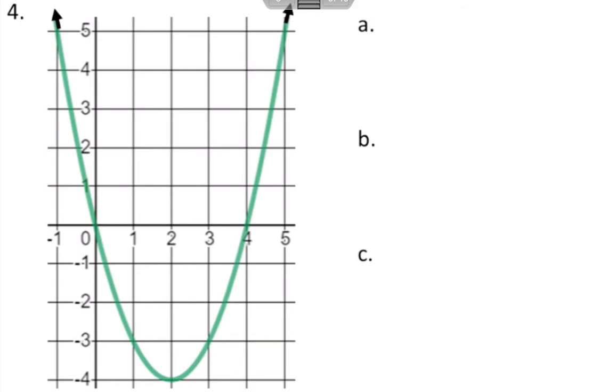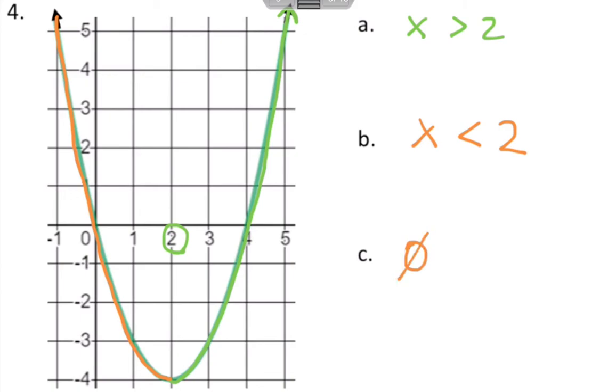Number 4, increasing. F of x increasing is going uphill from left to right. We see that on the right-hand portion of this graph. The x value where it starts is 2, and it's everything to the right of 2, so x is greater than 2. f of x decreasing, that's going downhill from left to right. So highlight that portion of the graph. It's everything to the left of 2, so x is less than 2. F of x constant, that's the flat part, never happens, so empty set.